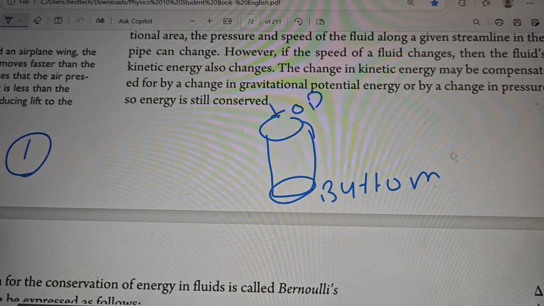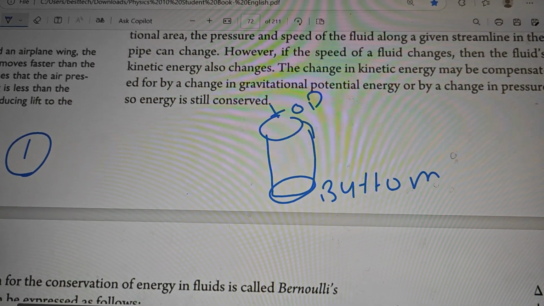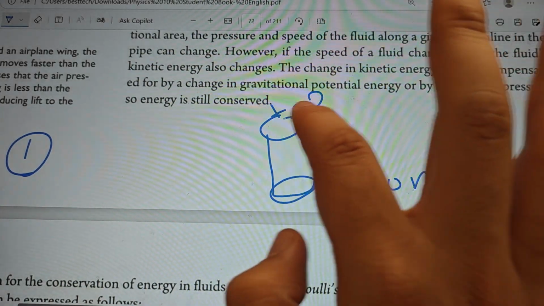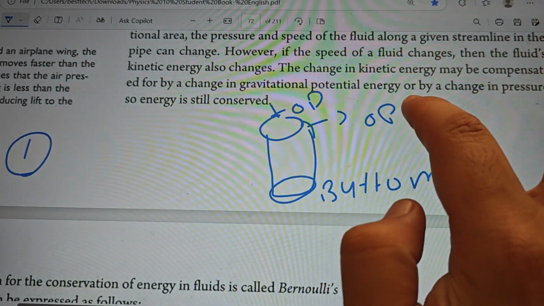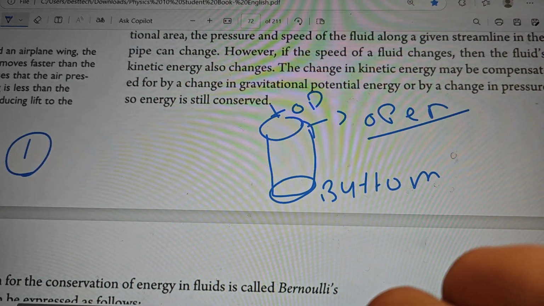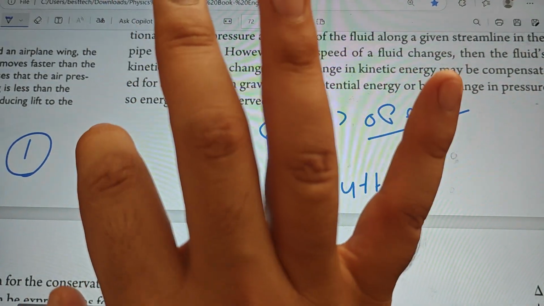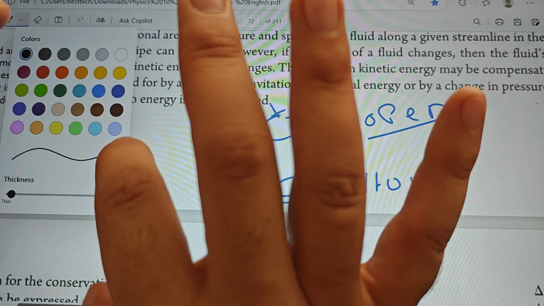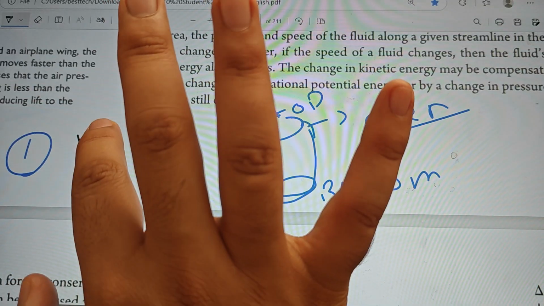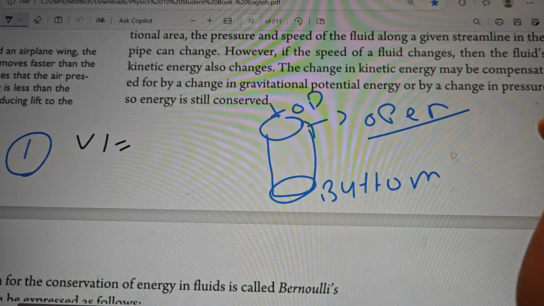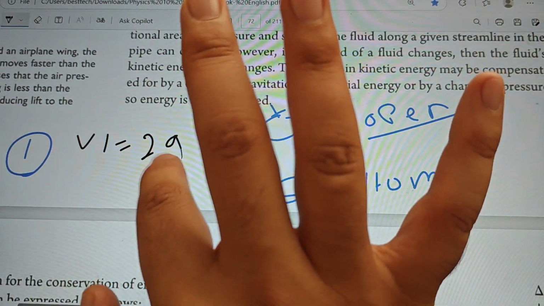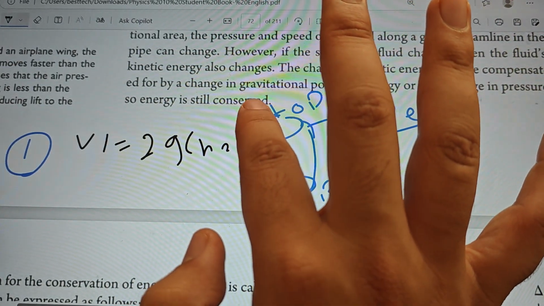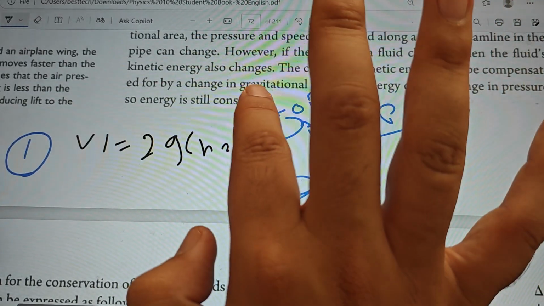But if the question says the tank is open to the top, for example, if this top of the tank is open, then we have to use this rule: V1 is equal to the square root of 2g(H2 minus H1), all of it inside the square root.